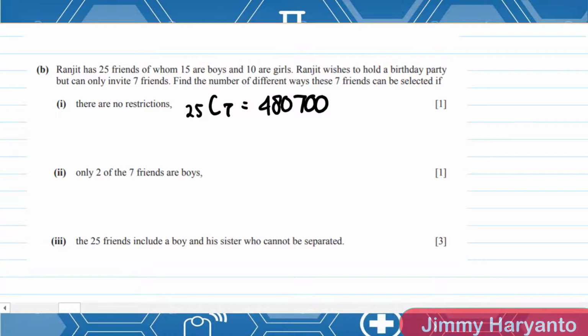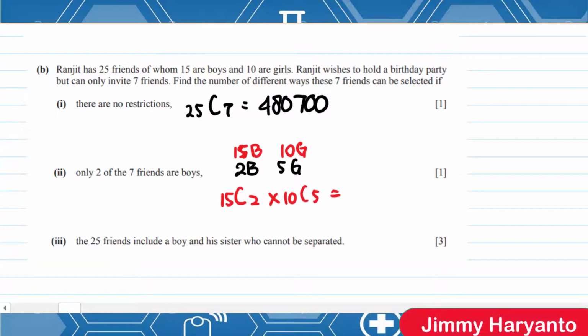Next, only 2 of the 7 friends are boys. So from 7 there are exactly 2 boys. So you have to choose 2 boys and then 5 girls, to make 7. We have 15 boys and then 10 girls. So we have to choose 15 C2 for boys times 10 C5 for girls.